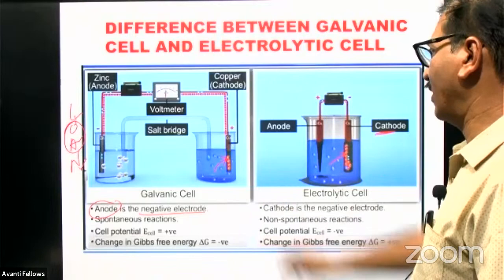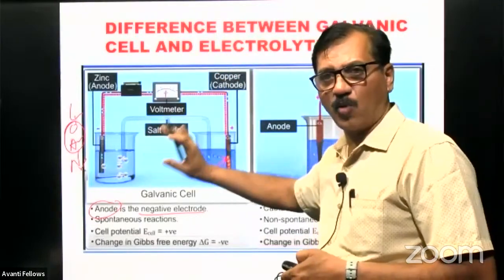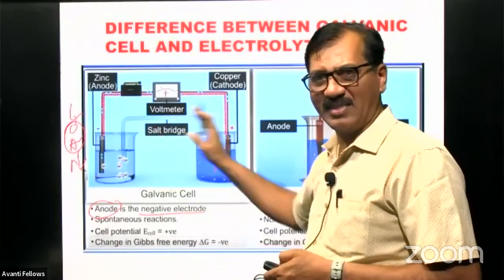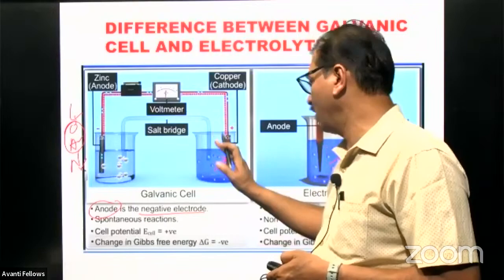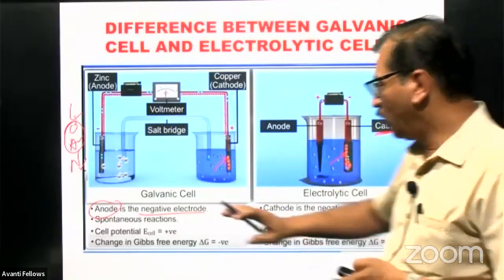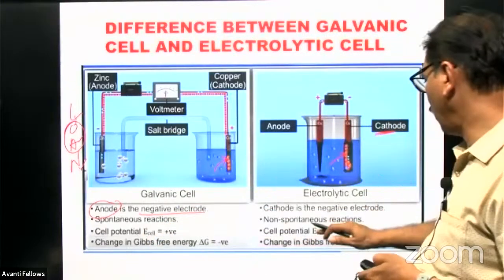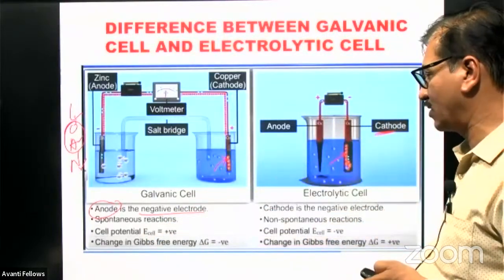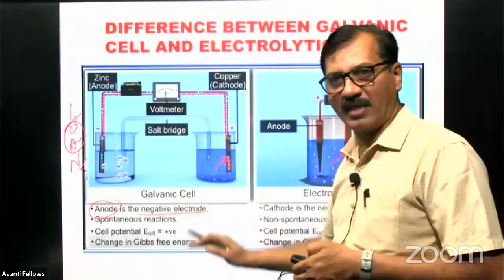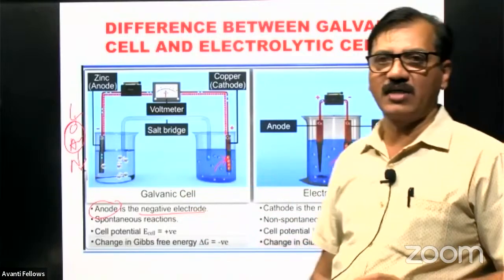Spontaneous reactions, and this is a spontaneous reaction. This is a redox reaction. Spontaneous reactions can occur directly also, but it is done indirectly in the electrochemical cell, whereas this is not a spontaneous process. Okay, E of the cell is positive here, E of the cell is negative here, and Gibbs free energy change is negative. If it is spontaneous, then it should be negative, and delta G is positive here, and these are the differences between these two.